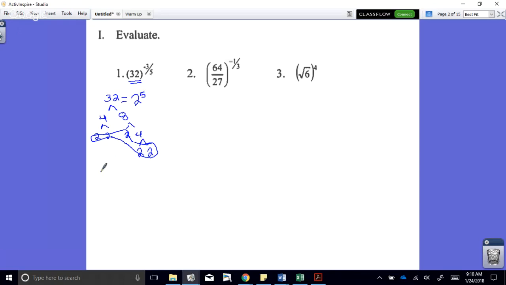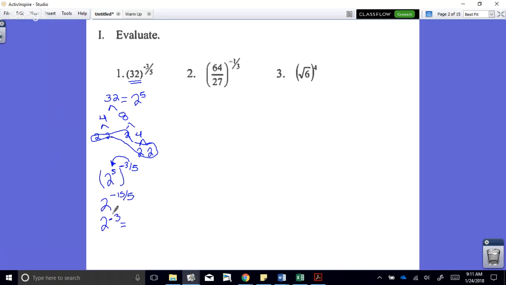Now I would replace 32 with 2 to the 5th, and then I would write to the negative 3/5 power. Okay, the reason that I do that is because now we can use our rules of exponents. We know power to a power, we're going to multiply the exponents. So instead, we get 2 to the negative 15 over 5, which is 2 to the negative third.